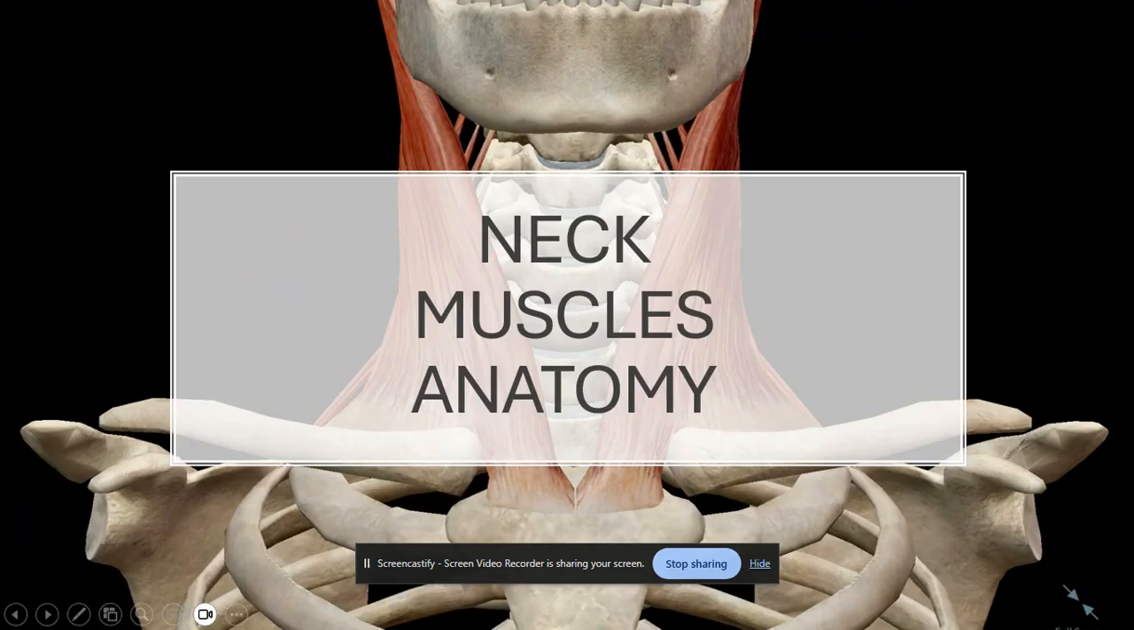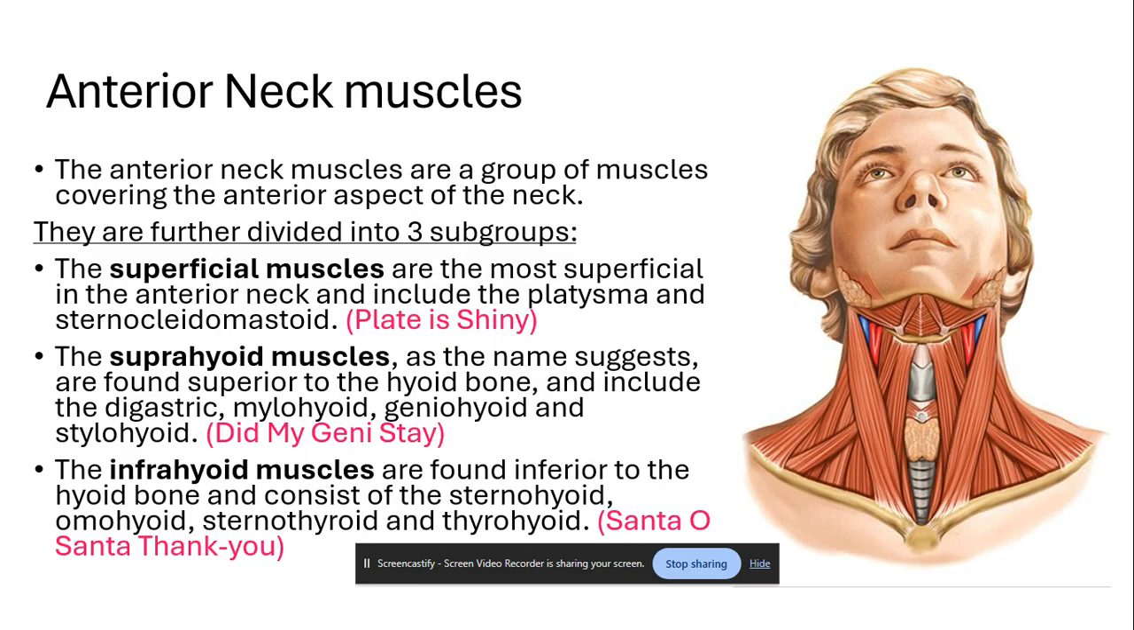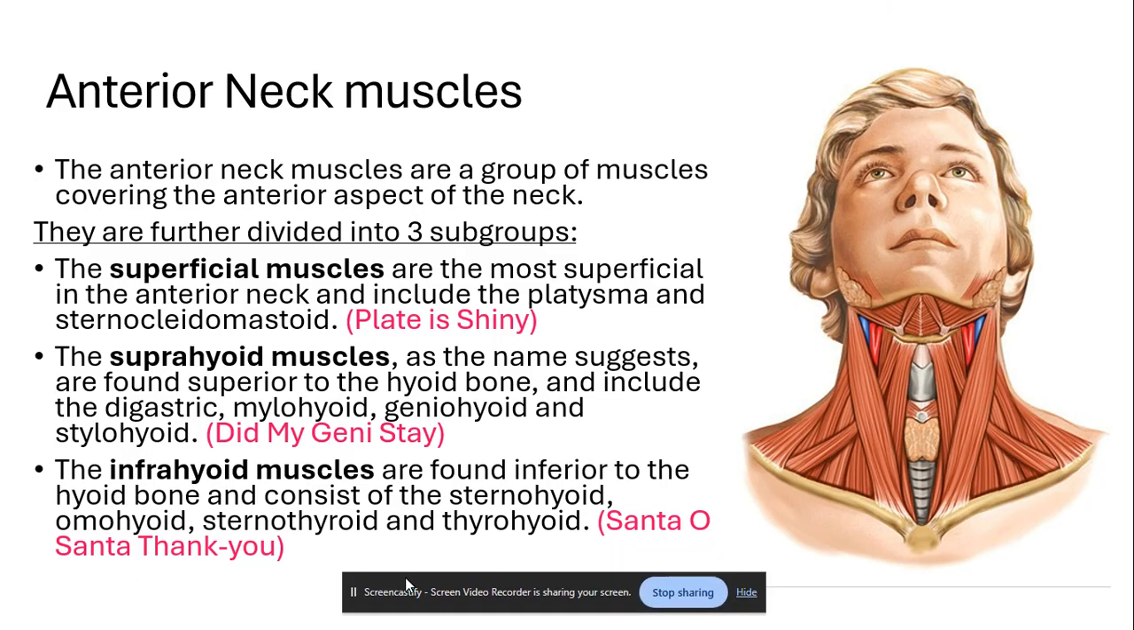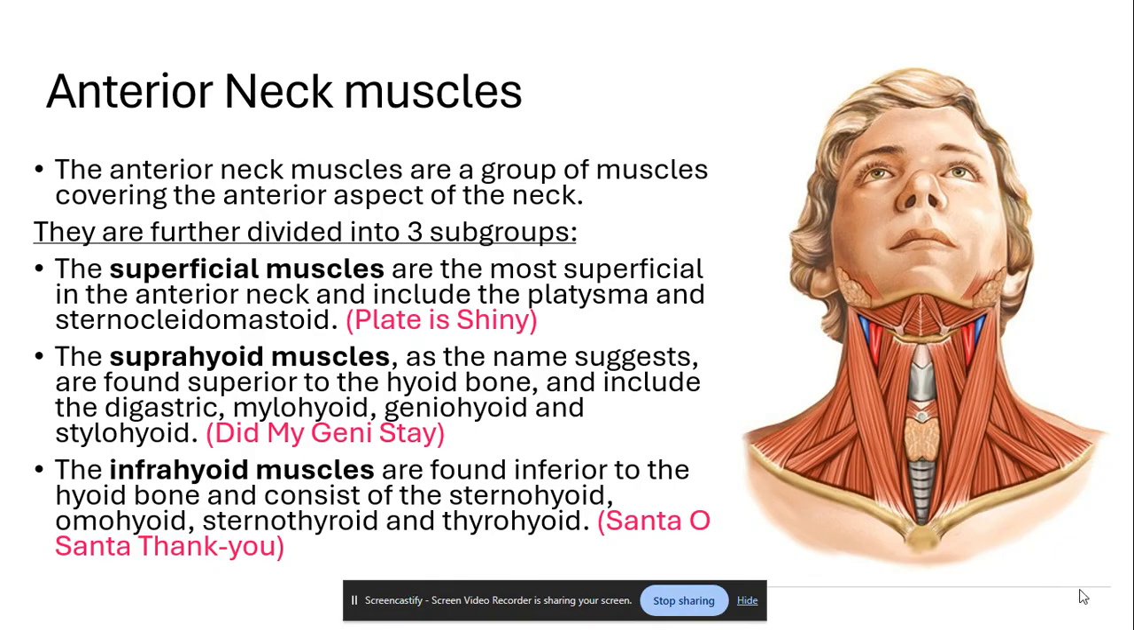Let's study neck muscles anatomy together. Alright, so let's start with anterior neck muscles. In this video, I'll also be giving you some mnemonics. The anterior neck muscles are a group of muscles covering the anterior aspect of the neck. This is the anterior aspect of the neck. They are further divided into three subgroups.